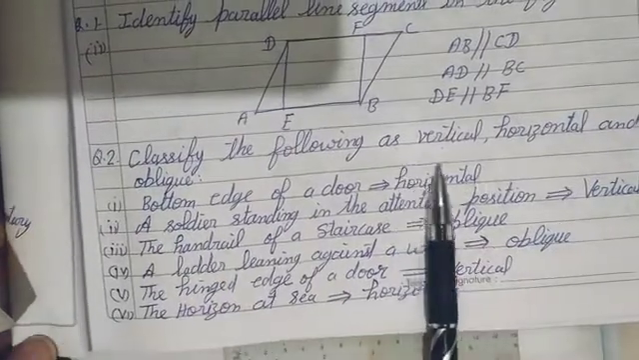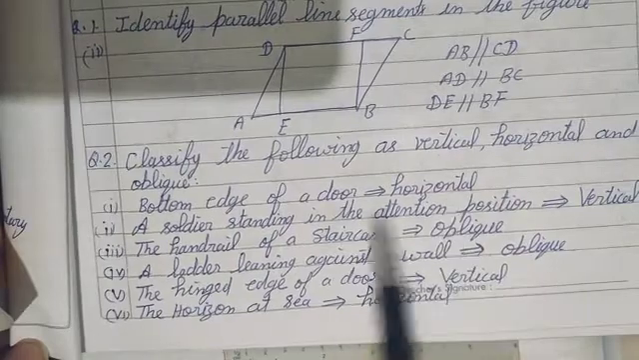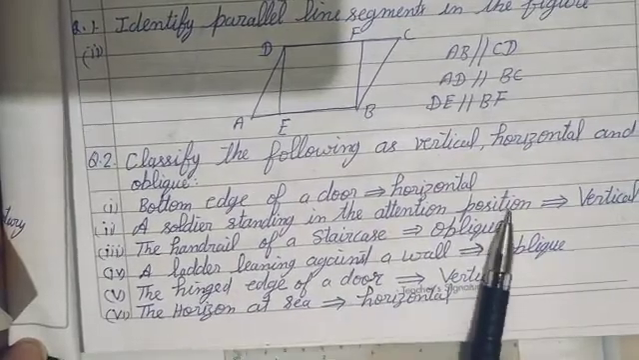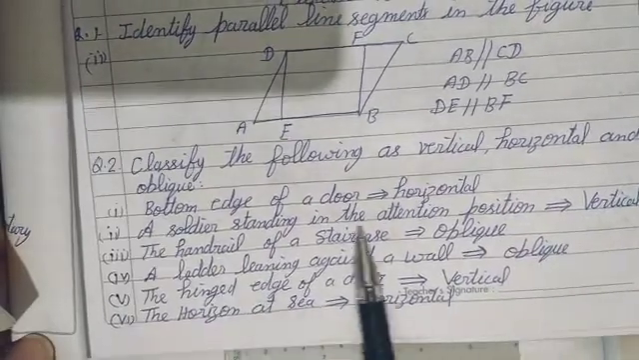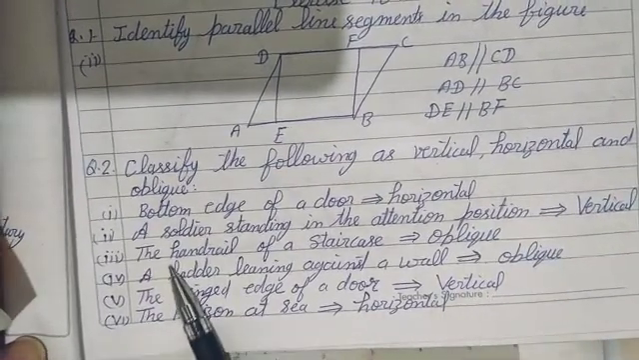Question number 2. Classify the following as vertical, horizontal and oblique. Bottom edge of a door, it is a horizontal line. A soldier standing in the attention position, it is a vertical line, as I have told you.